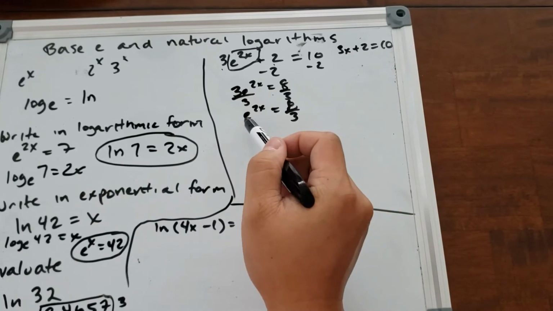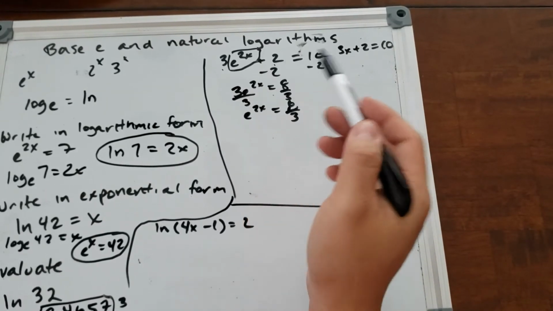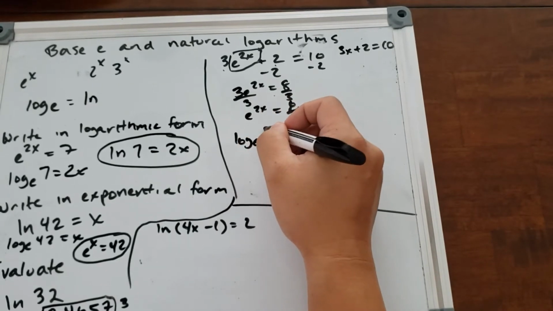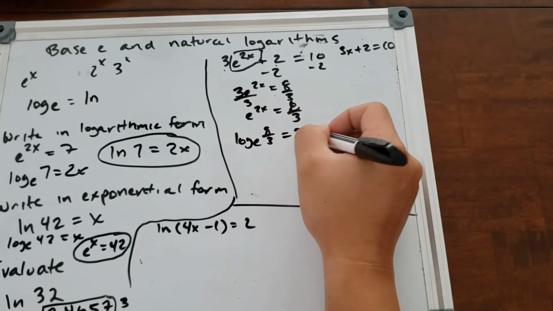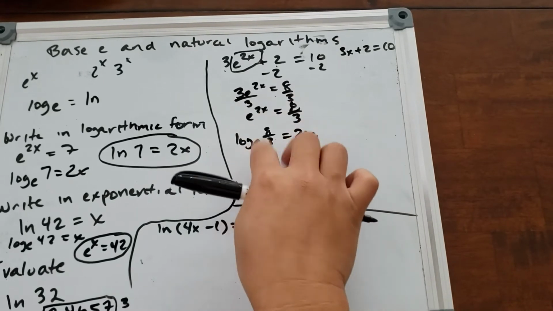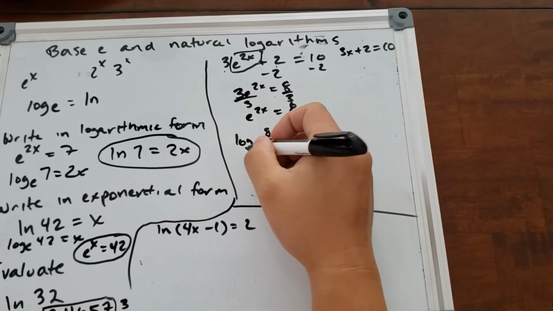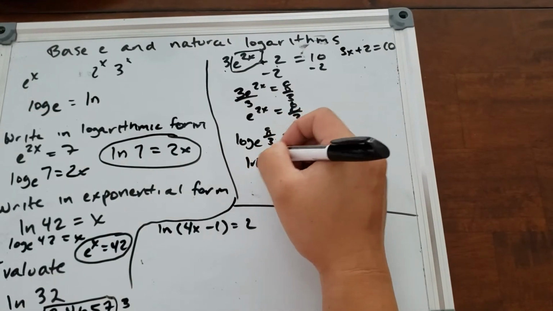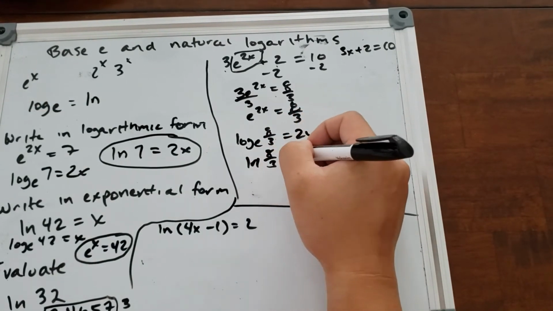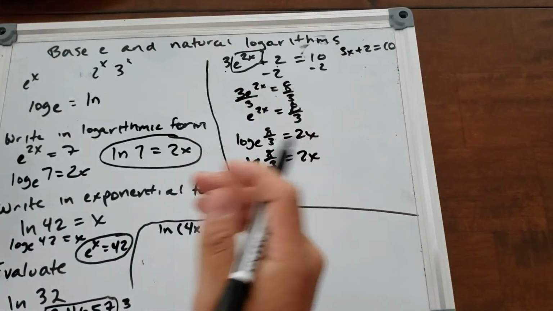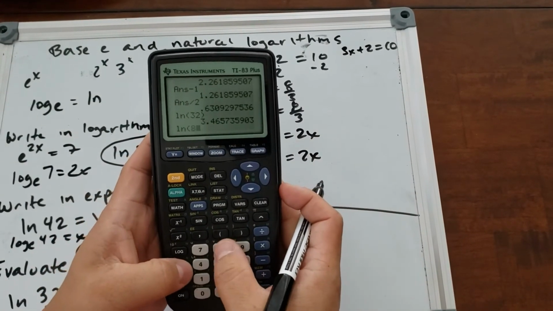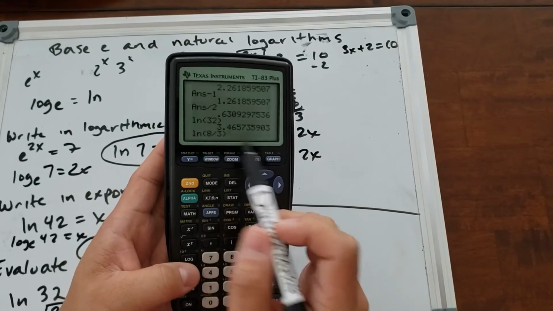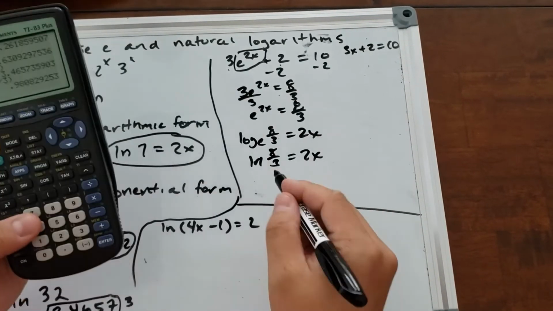Now, again, I have an e on one side. I only have one e, so I've got to do my switch around. I'm going to write that log, and then I'm going to go e to 8 over 3 equals 2x. So the e dropped down with the log, and then these two switch places. Remember, log e is the same thing as ln. So this is going to be ln 8 over 3 equals 2x. I'm going to go to my calculator, and I'm going to type ln, and I can just type 8 over 3. I don't have to type that in first. I can just type it in like that.